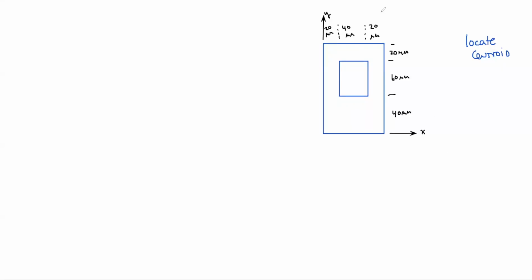Well, good afternoon. Welcome to homework problem 9.13. The problem statement is: locate the centroid for the given figure. To make it very clear, we are looking for the centroid of the shaded area. So, a large rectangle with a smaller rectangle cut out of it.